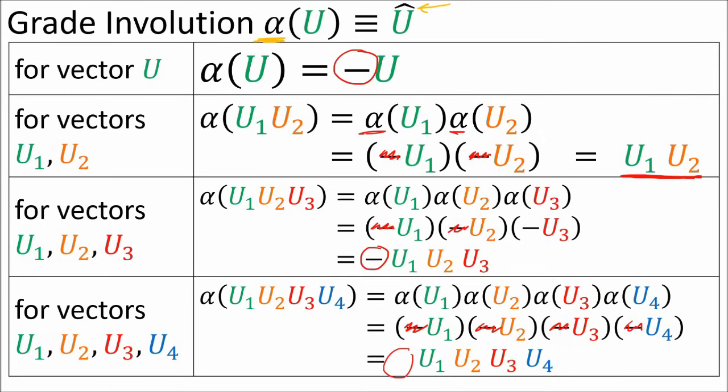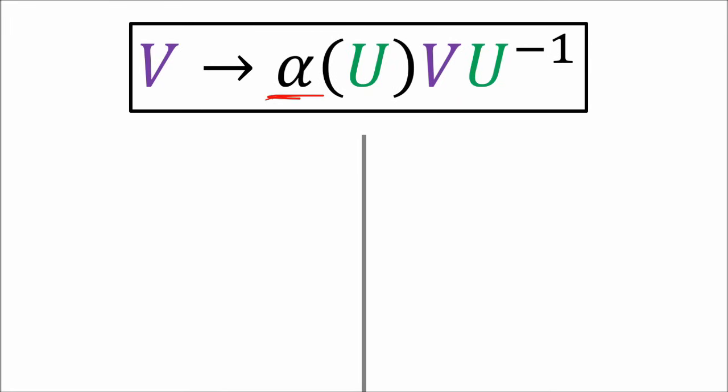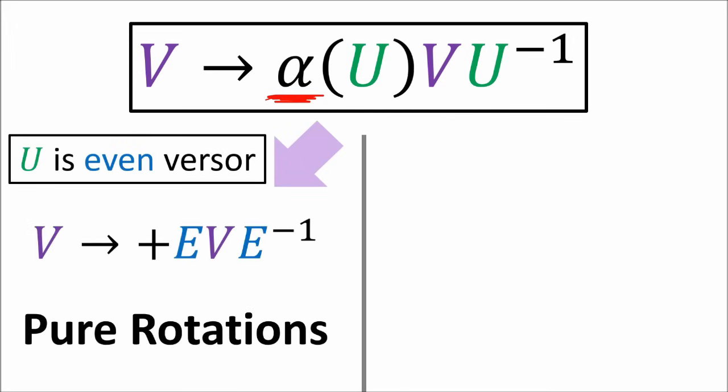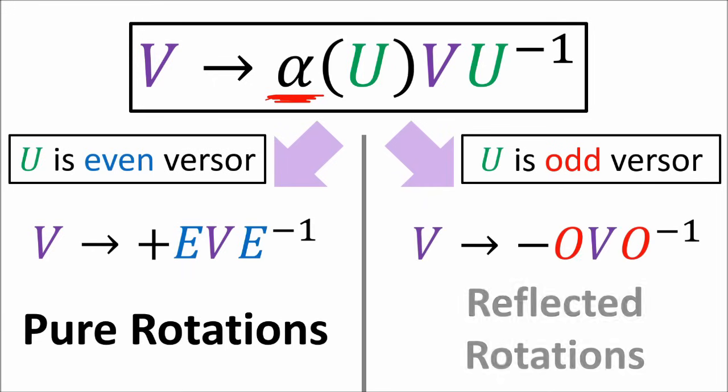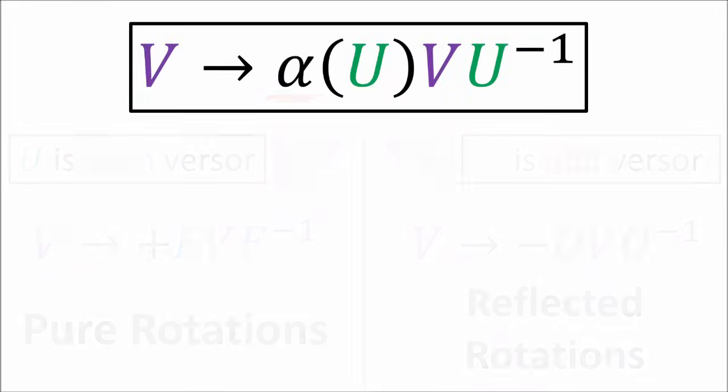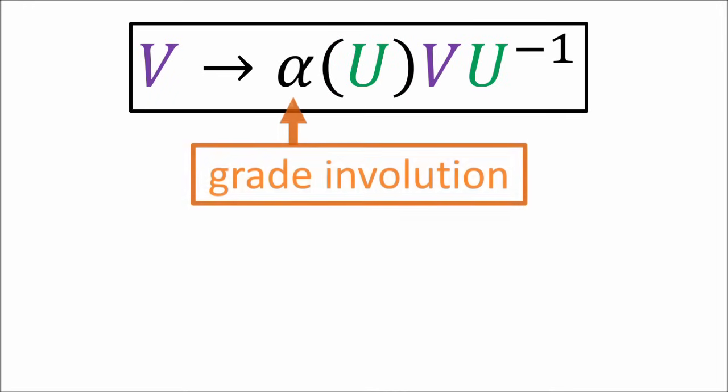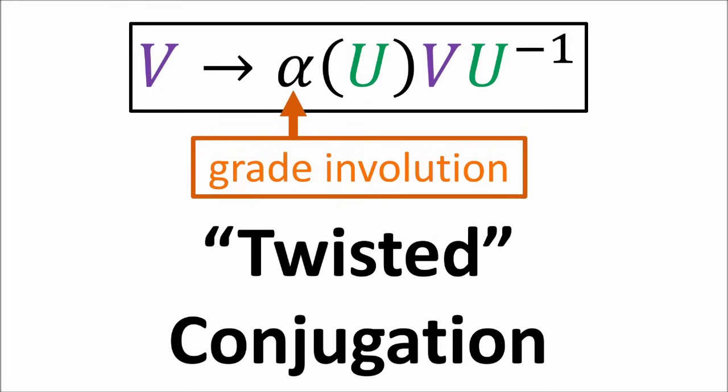The grade involution formula basically swaps the signs of odd grade members and leaves the sign unchanged for even grade members. So by applying grade involution to the first versor in a conjugation, we automatically get the correct sign depending on if U is even grade or odd grade. So this conjugation with a grade involution allows us to perform both reflected rotations and pure rotations in a Clifford algebra of any dimension. A conjugation that includes this grade involution is sometimes called a twisted conjugation.